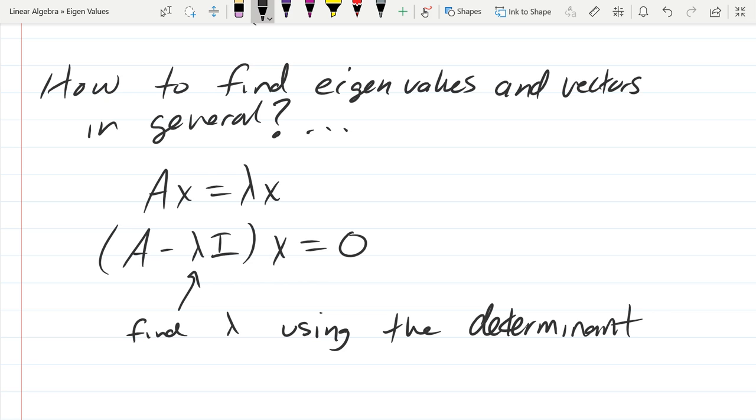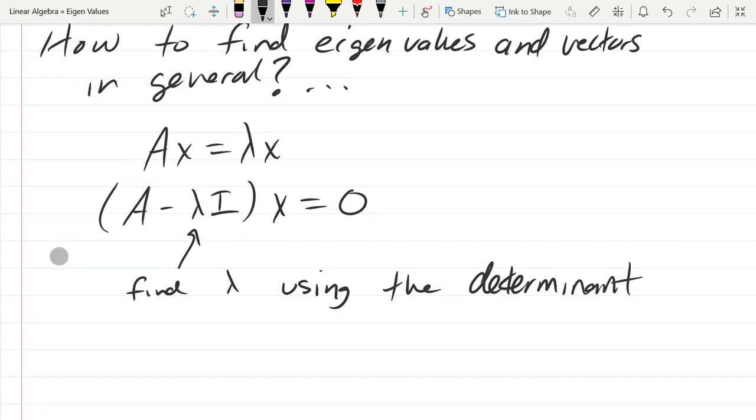So we're about to get into determinants. We're going to leave eigenvalues and vectors for a little while, and then we're going to do a whole lesson on determinants. Then we're going to come back to eigenvalues and eigenvectors. So that's the plan. We're about to jump into a whole new section.